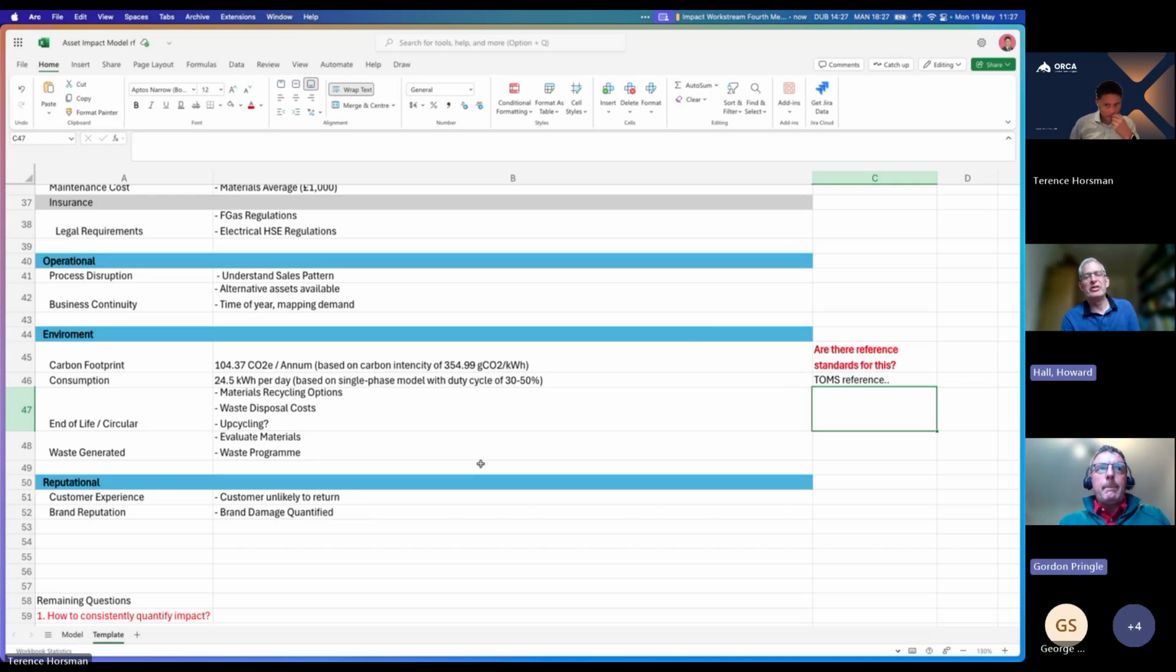And the issue there is, how do you actually demonstrate that level of achievement? And the only thing they come up with is by using the TOMS reference point, but it's impractical, would be one alleged comment someone could make.